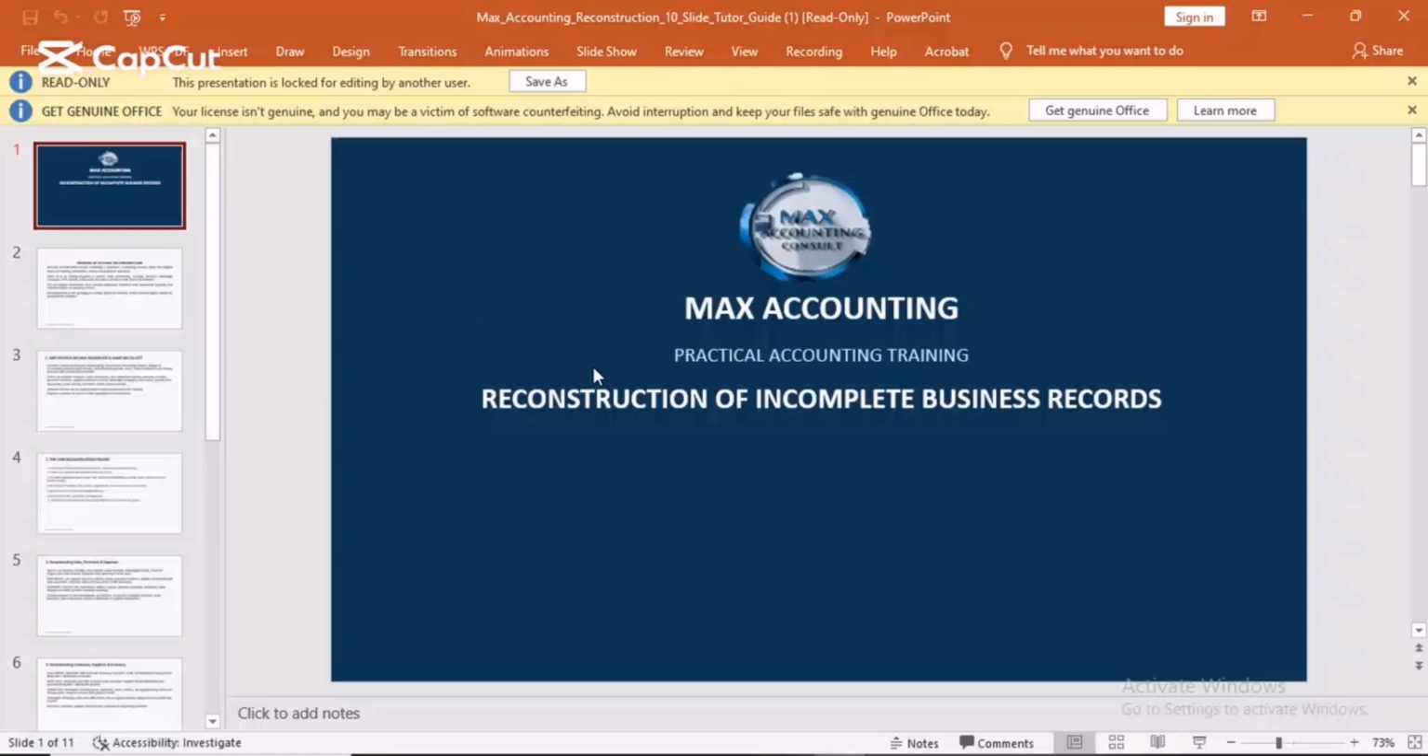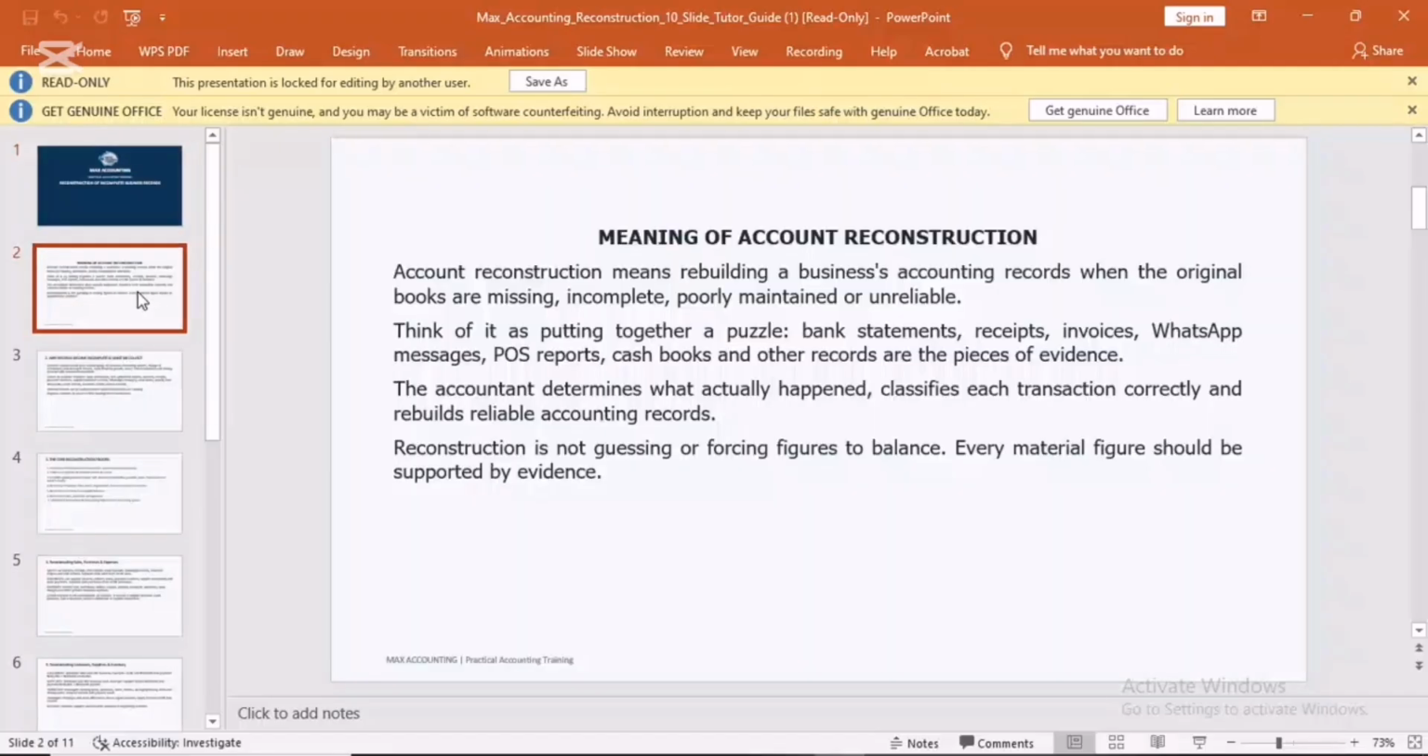Today's training, we will be understanding the reconstruction of incomplete business records. So account reconstruction means rebuilding a business accounting record when the original books are missing, incomplete, poorly maintained, or unreliable. The accountant determines what actually happened, classifies each transaction correctly, and rebuilds reliable accounting records.